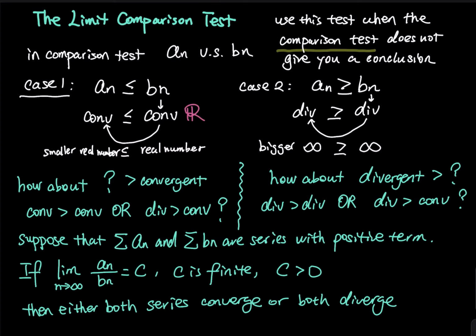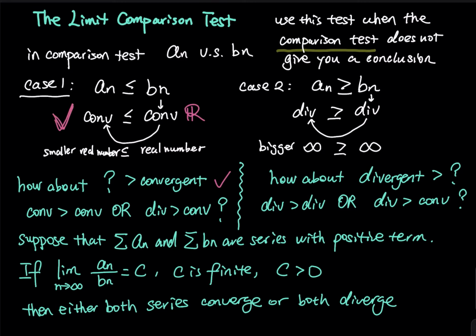But sometimes you don't fall into either of these cases. When that happens, you have to move on to the limit comparison test, which is the blue handwriting. So let's look at the left hand side. How about if you don't know what is greater than a convergent? If you look up, you have convergent less than or equal to convergent, right? But if I give you a convergent that is greater than something, you know that on the other side of the inequality, that is convergent, that is right here.